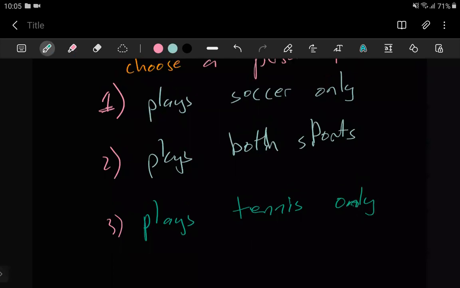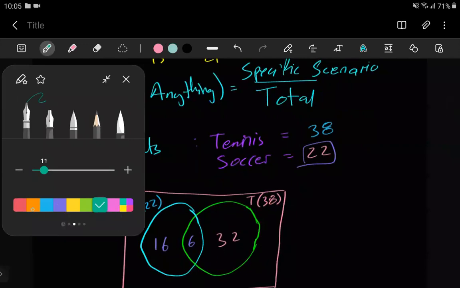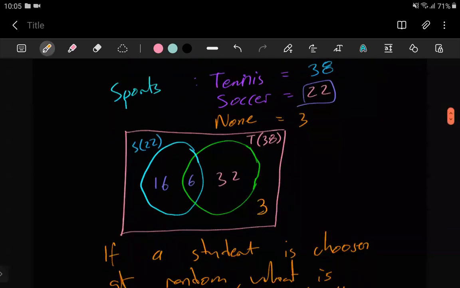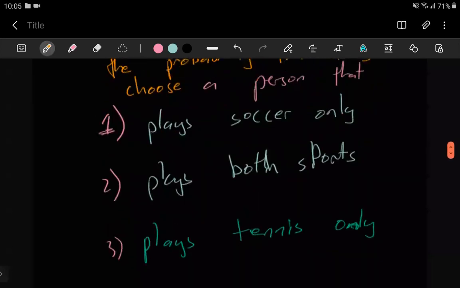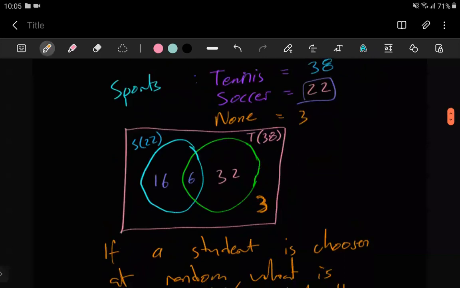Let's spice things up a little bit. Not spice per se, but let's say you have people that play none, right? People that play none, you can maybe have, let's say 3. So that number will be out here. So let's make that plays none. It's because in this Venn diagram, things have to be working together. This is saying people that play both, people that play only tennis, people that play only soccer, people that play none.